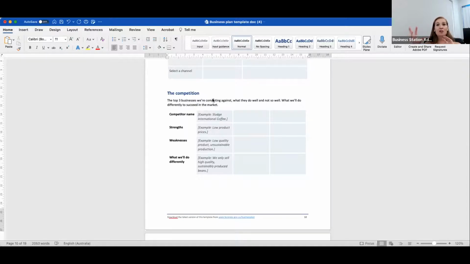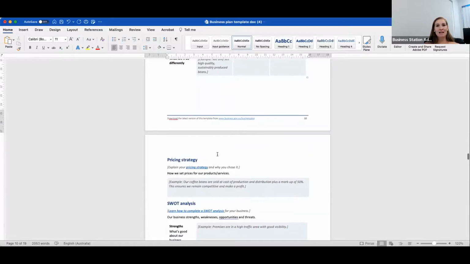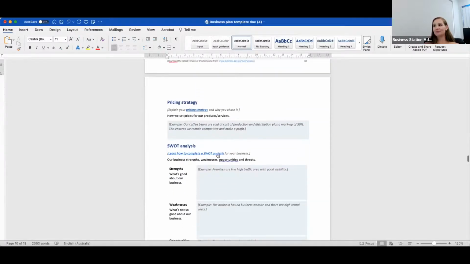You might then just pick out your top 3 to go into your business plan, but you might hear talk about how you identified more than 20 businesses that you're competing with. Some were seen as direct, some were indirect. These are the top 3 for these reasons. So then you've got competitor name, their strengths and weaknesses, and what you're going to do different in terms of how you're going to stand out in comparison to those competitors.